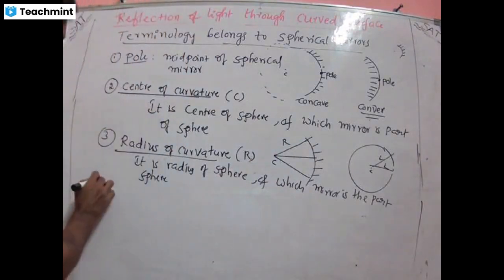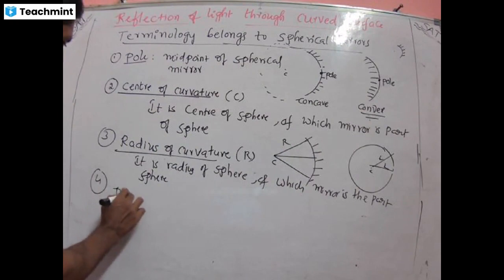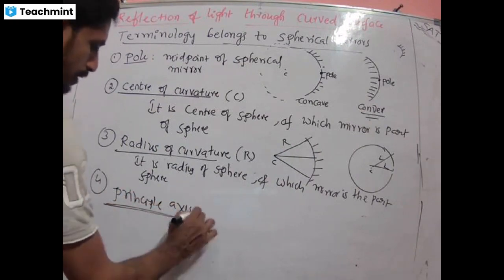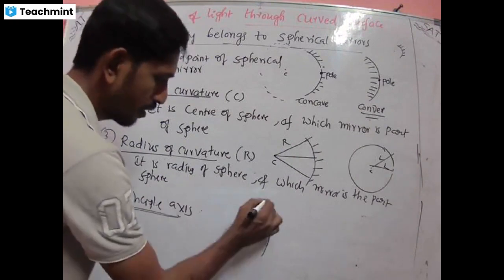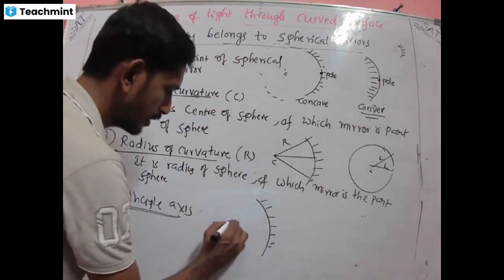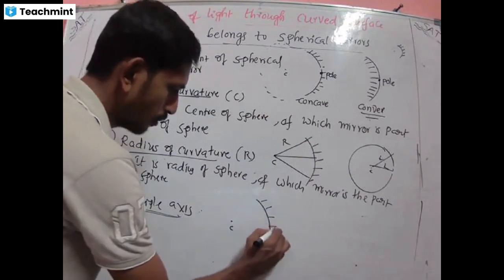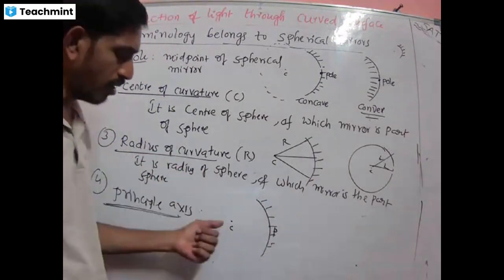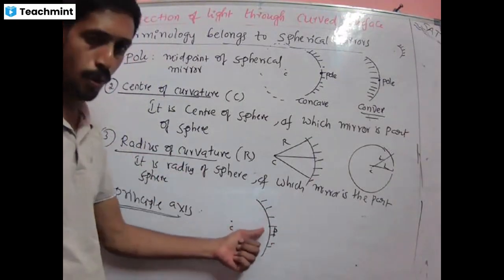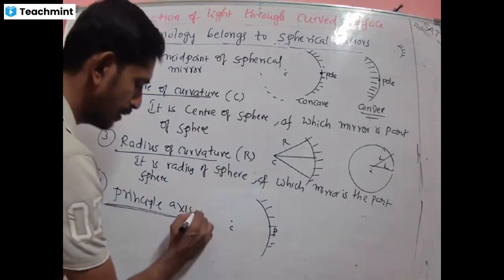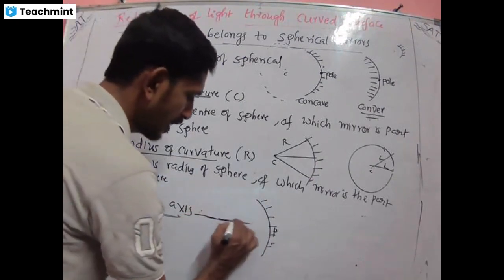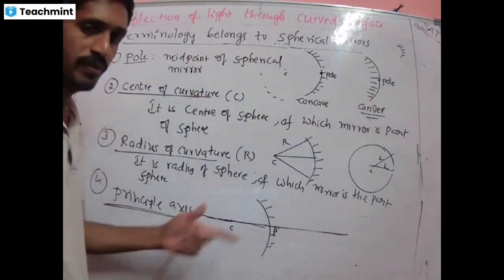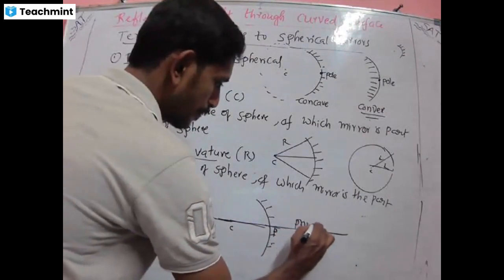Next is the principal axis. What is the principal axis? If we take a concave mirror, this is the center of curvature and this is the pole of the concave mirror. The line joining the center of curvature and the pole is called the principal axis. If you draw a line passing through the center of curvature and the pole, that line is the principal axis of the mirror.